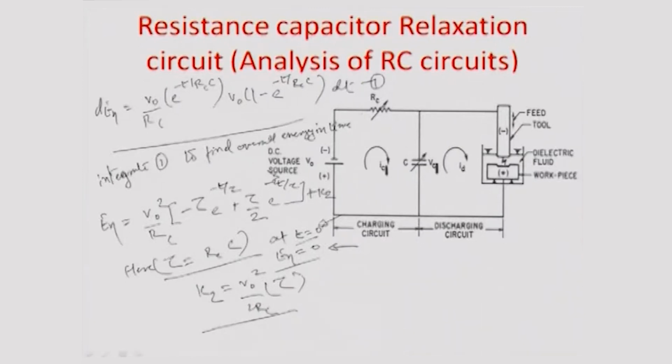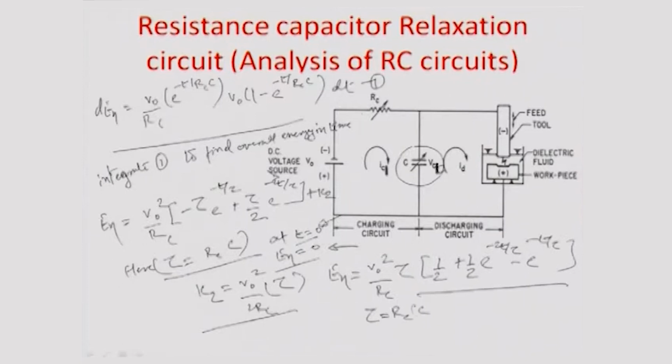therefore, the overall En, total energy delivered in time as the process of charging of this capacitor C happens, is given by V0 square by R times tau times of half plus half e to the power of minus twice t by tau minus e to the power of minus t by tau, okay, where tau is actually equal to RC.